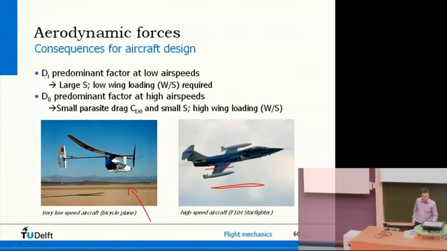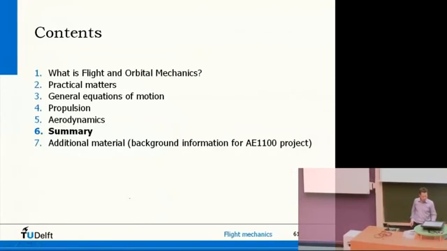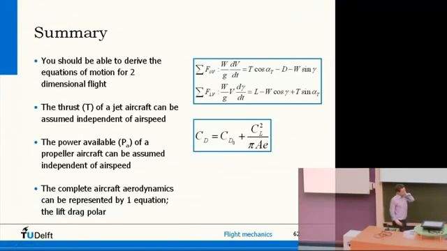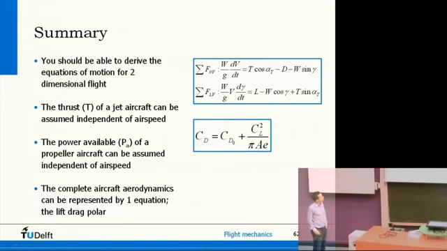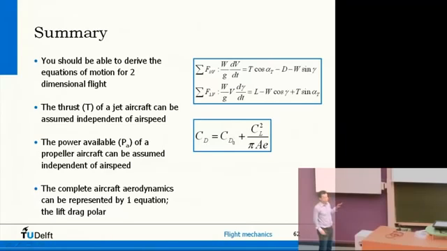So that's aerodynamic forces, and we've ended up with the aerodynamics as a function of airspeed. So if I then summarize this first lecture, which I wasn't able to finish, we've seen that we could derive two equations of motion based on Newton's laws. We've seen that thrust of a jet aircraft or power of a propeller aircraft, we can assume that they are more or less constant as a function of airspeed.